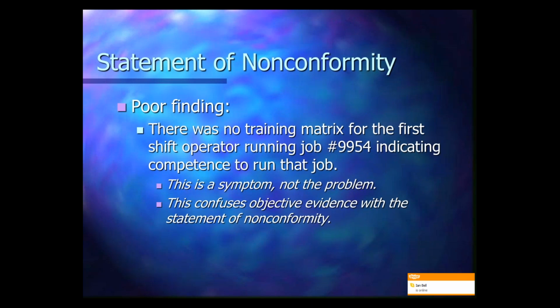So let's look at some examples of poorly written findings. The first is: there was no training matrix for the first shift operator running job 9954 indicating competence to run that job. The issue here is that this is at a symptom level and not the true problem. We're confusing objective evidence with the statement of nonconformity.